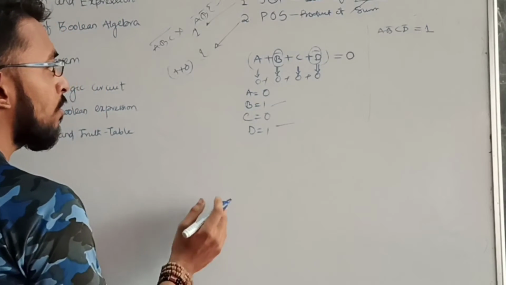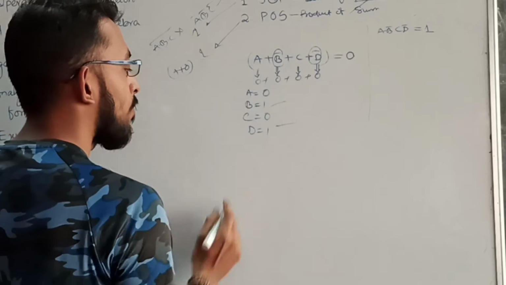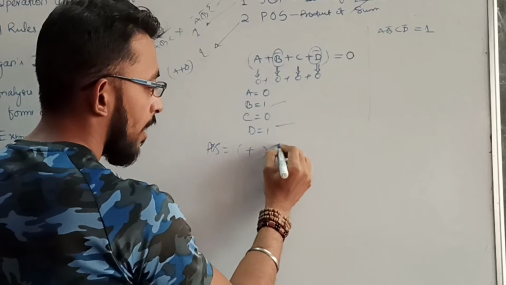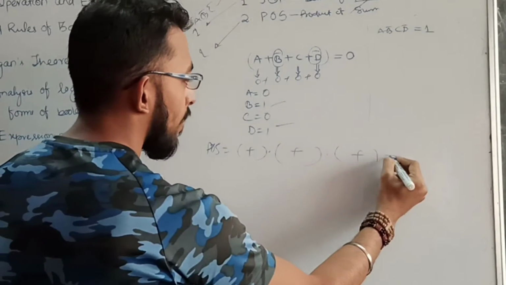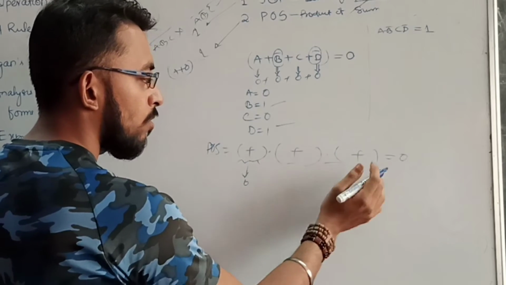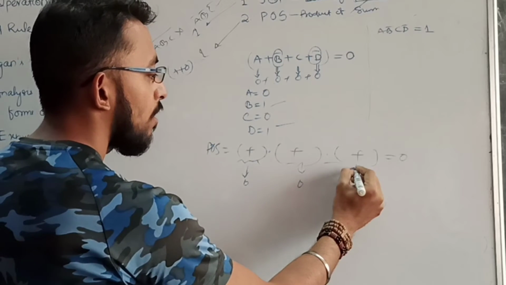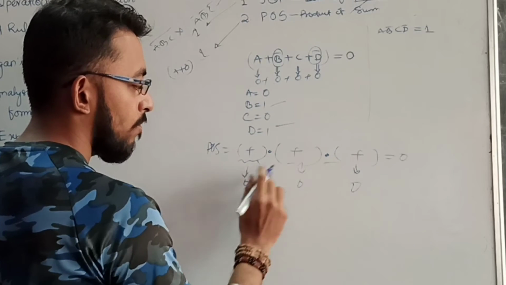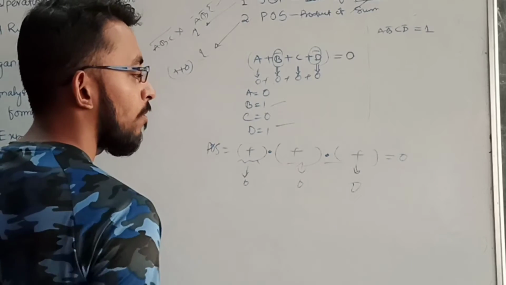This is the case you have to see: for what value of ABCD each sum term will give me value 0. So a product of sum is nothing but sum terms with a product between them. So this POS will become 0 when either one input is 0, whatever the other two may be, it does not matter, or two are 0, whatever the third one is, it does not matter, or 3 inputs are 0. Dot means AND operation, which means if any one input is 0 or all are 0, in that case my output will become 0.